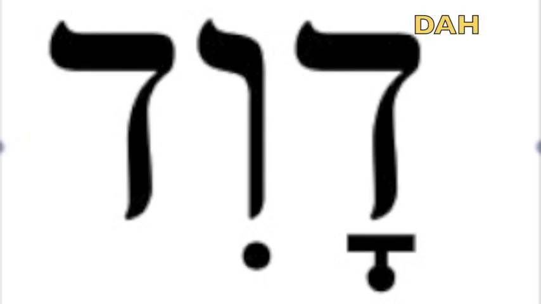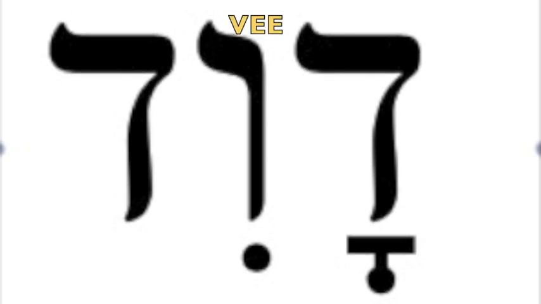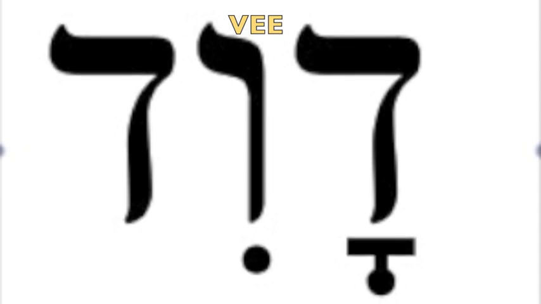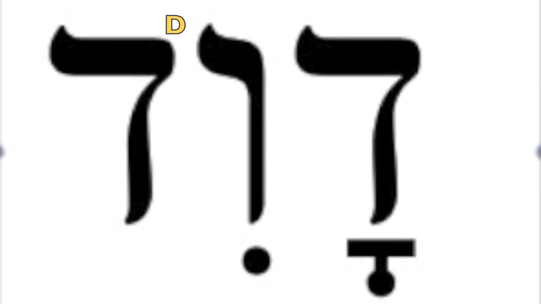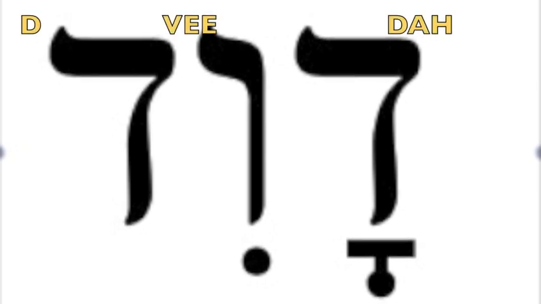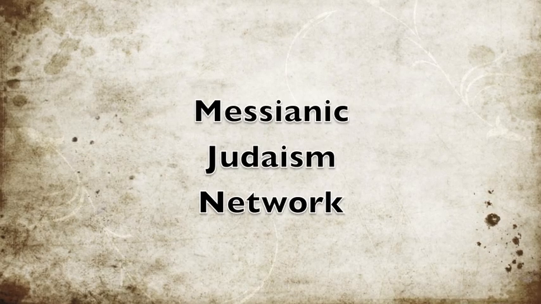You have the dalet with the A sound underneath, Da. You have the vav, V sound with the E vowel underneath, and you end with another dalet. So it's David, David. Hope you enjoyed the lesson.